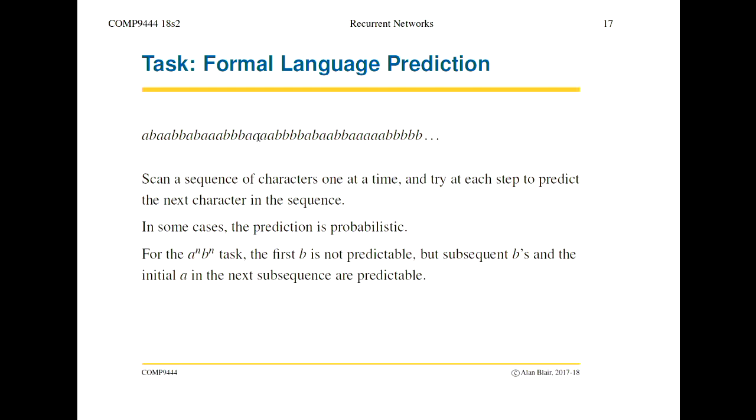So I can't predict this A and that B. But once I've seen AAAAB, then I know that there are going to be 3 more Bs and then an A. So half of those are predictable, but the other ones aren't. So when we do the back propagation, sometimes we only train on the ones that are predictable and not the others.